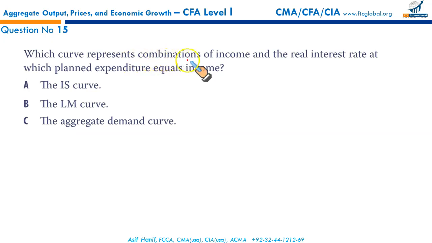Which curve represents combinations of income and real interest rates at which planned expenditure equals the income? It's a very straightforward question. That's the IS curve.